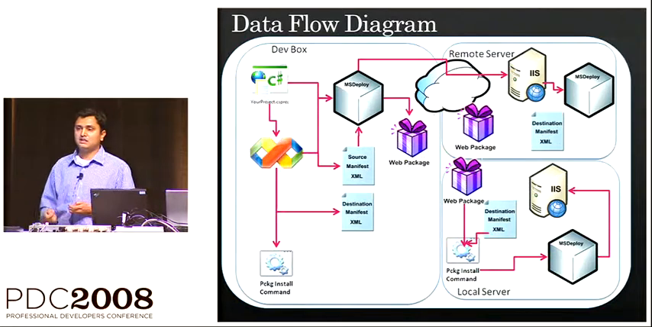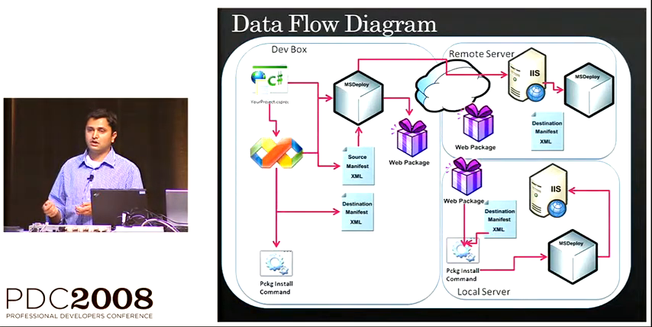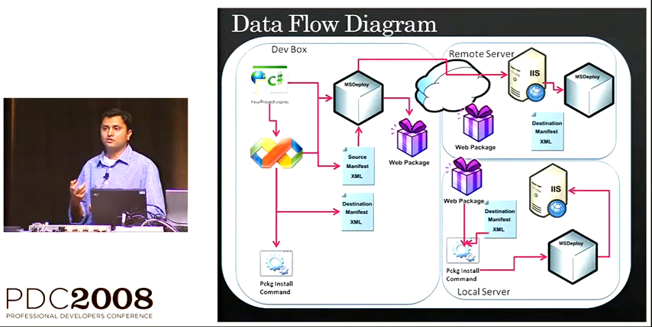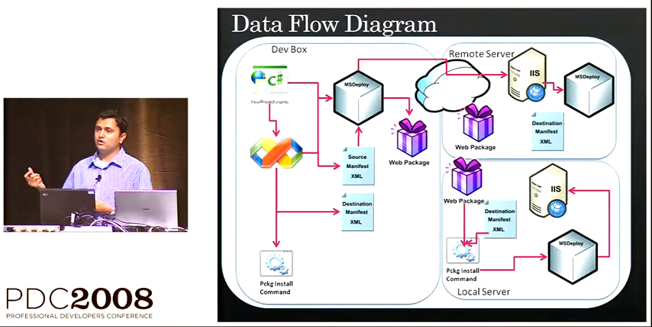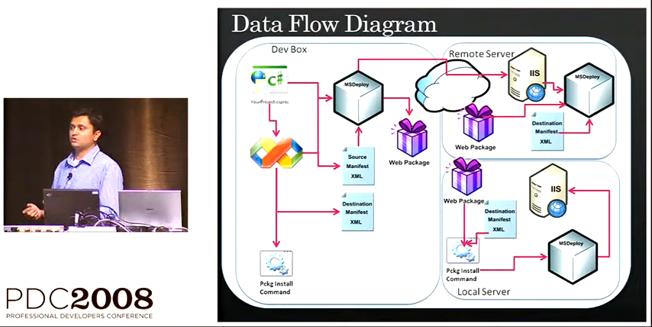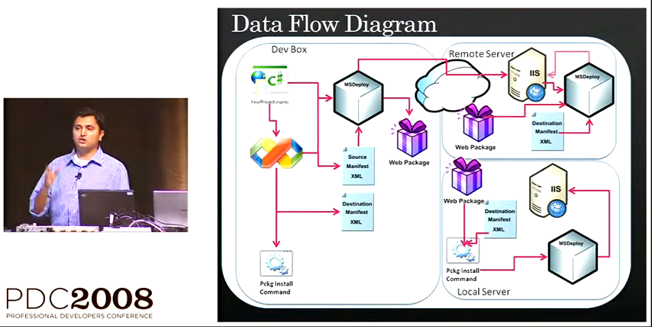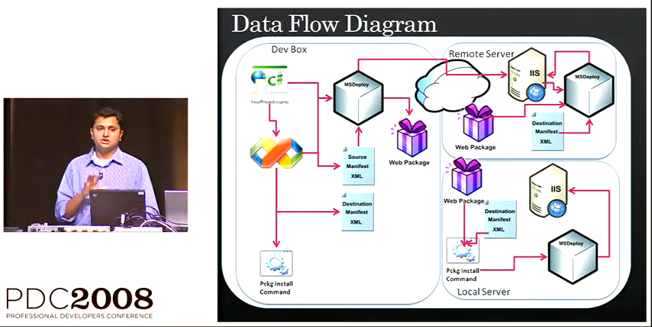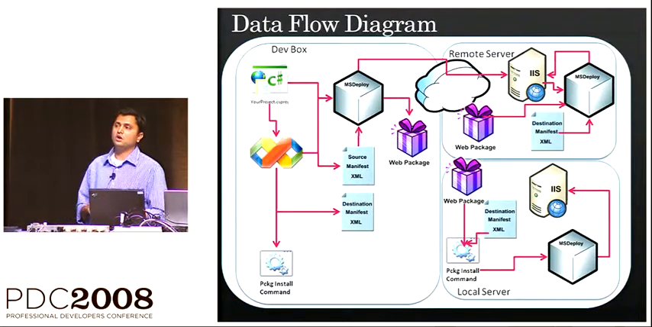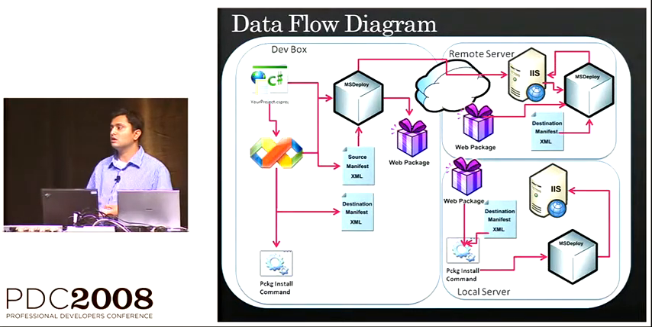The package and the destination manifest were moved across. Only the right amount of content inside the package would be moved across when it comes to publish. And then the package would be hydrated using MS Deploy onto the IIS of the destination. So that's the overall flow of how the different things work.